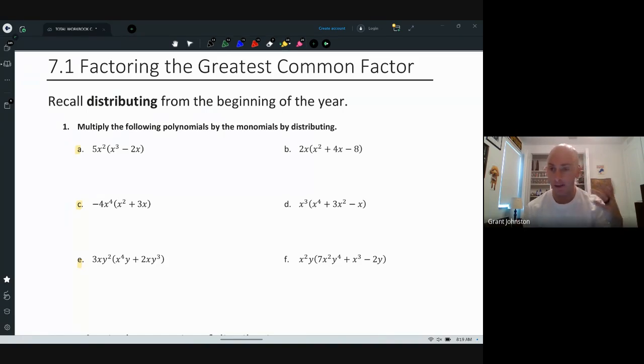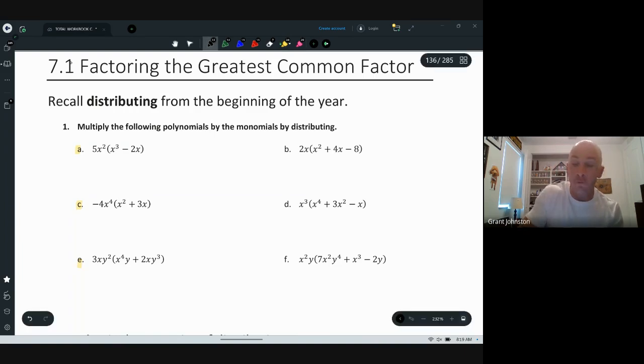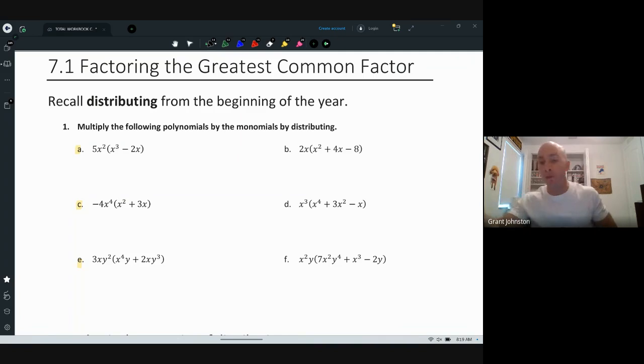And the reason that this is here is because this idea of factoring relates to distributing. And I'll explain that a little bit more in a bit. But let's just review distributing. So remember, when you use the distributive property, you're really just multiplying. So I'm going to multiply this 5x to the second times everything that's in the parentheses.